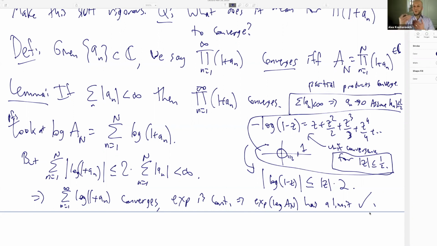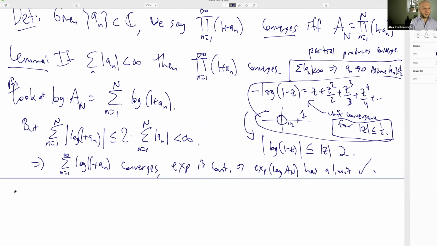So it's exactly this translation. If you want to take products, sure, go ahead and take products. But if you want to study those products, take their logs, then you're back to sums where you're happy. Except logs shift the location of 0 over to 1. Okay, so if a series converges, then the product converges.